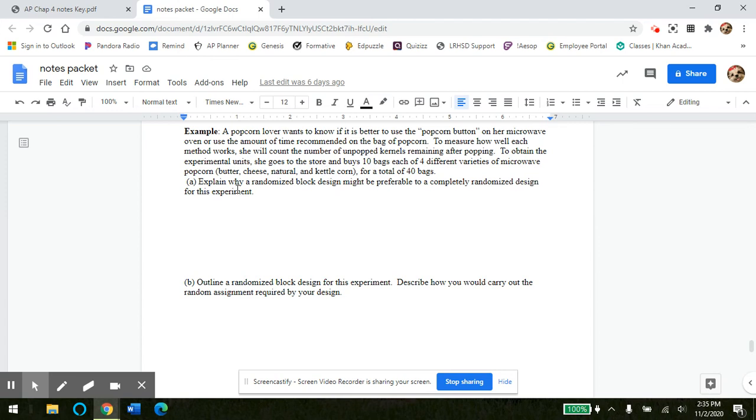So we want to first explain why a randomized block design might be preferable to a completely randomized design. All right. Randomized block would mean that we're treating it by type: butter, treatment control; cheese, treatment control; natural, treatment control, right? The popcorn button or the time; kettle corn, the popcorn button or the appropriate time. As opposed to completely randomized, where we're going to take all 40 bags, shove them in a box, randomly pick out 20, use the button, randomly pick out 20, use the correct time.